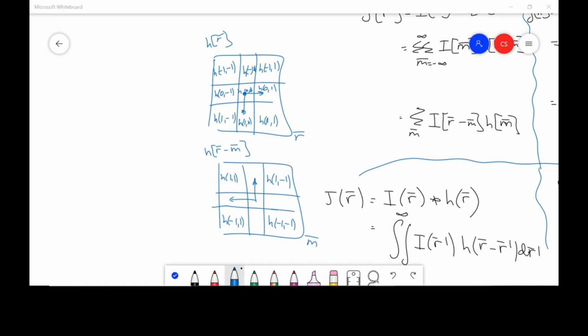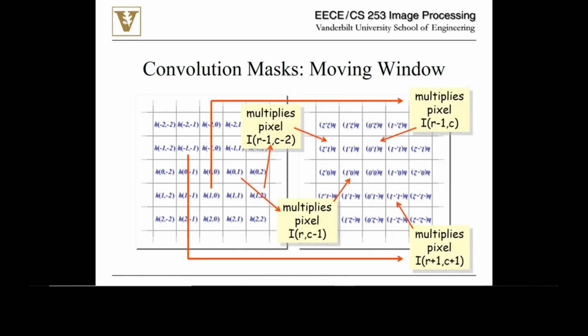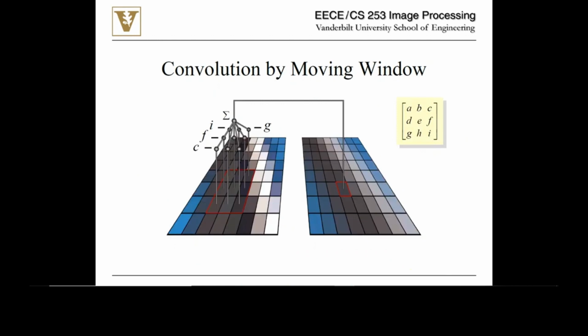So that is an inversion in the same way that there is an inversion in 1 dimension. There is an inversion of your kernel. And now, once you have inverted your kernel, you have to move your inverted kernel to the location you want to compute, and then multiply each one of the points in the neighborhood by the values in the kernel, and then you sum everything, and that is the value that will go to the output.